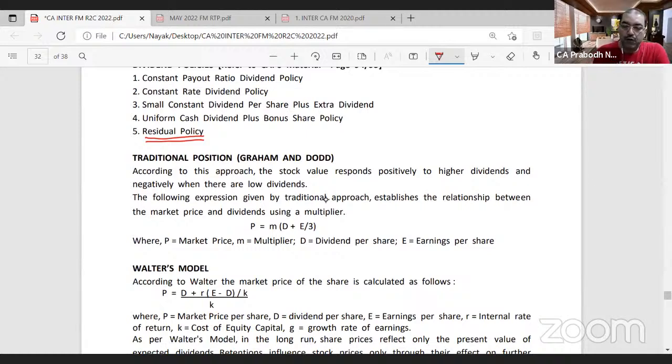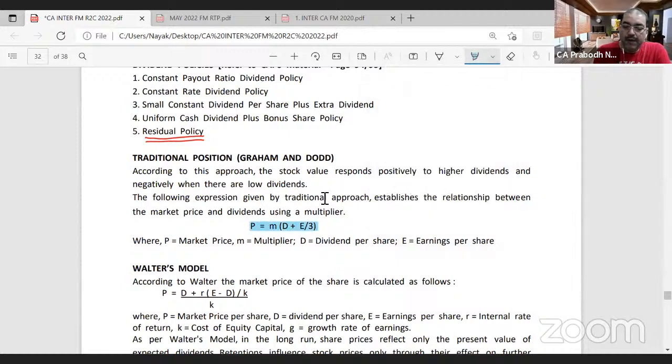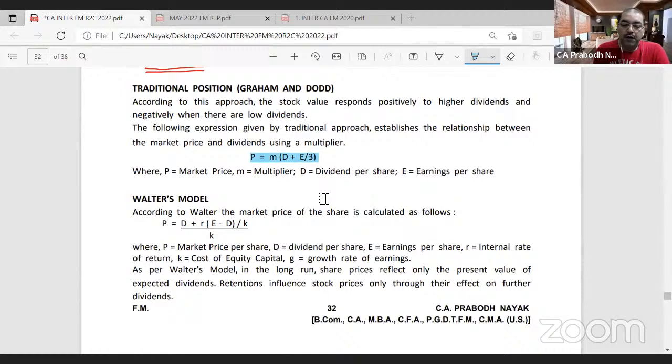Then the traditional position, which is given by Graham and Dodd. All the formulas you have to refer to. So P is equal to M into multiplier into (D plus E) by 3. All the figures will be given, you just have to substitute. Then Walter's model.